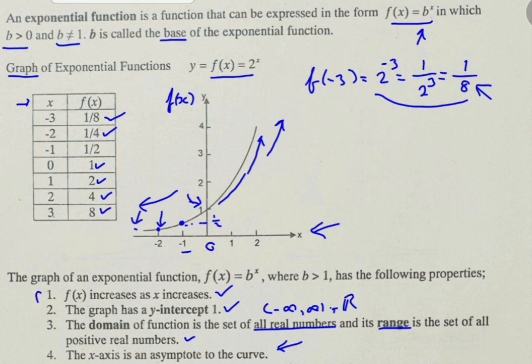Okay, note these four properties. An exponential function is an increasing function. Y-intercept 1, domain all real numbers, range all positive real numbers. X-axis is the horizontal asymptote.